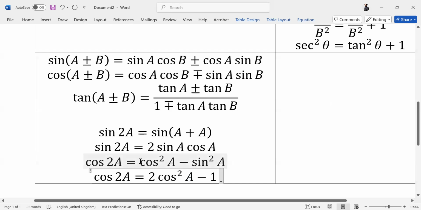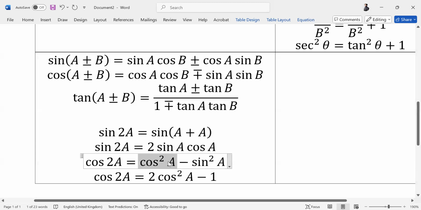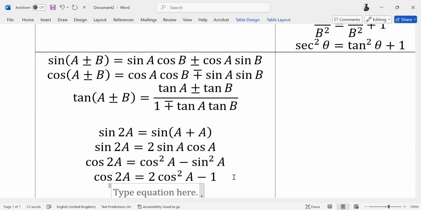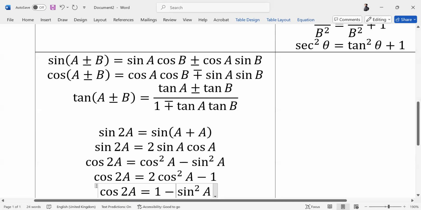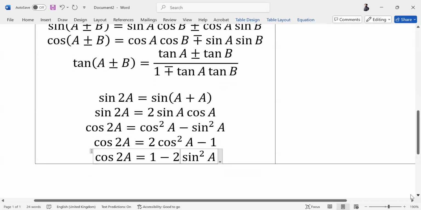What if I would have plugged in 1 minus sine square A in place of this cos square A? Then what? Can you tell me where you will end up? Do that as well. We get three forms of cos 2A. 1 minus 2 sine square A. Isn't that correct? Yes.